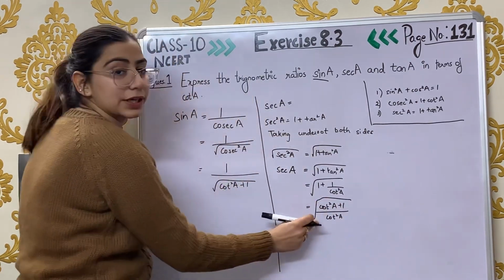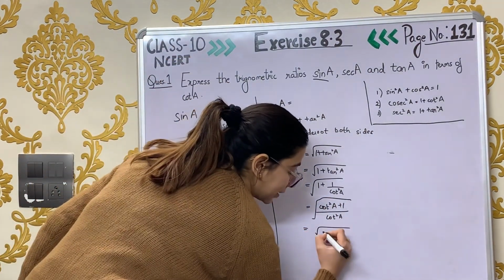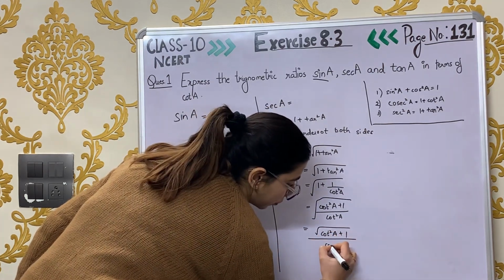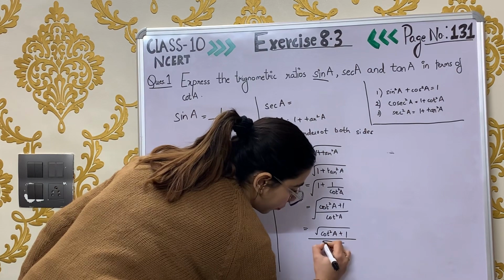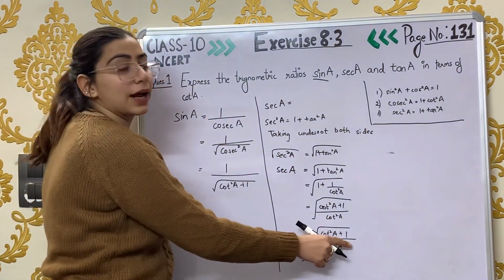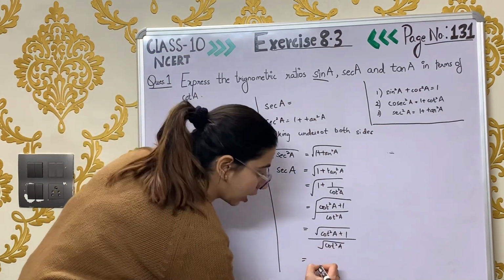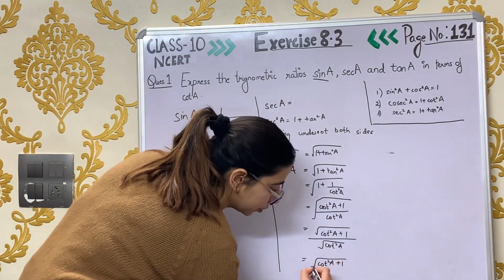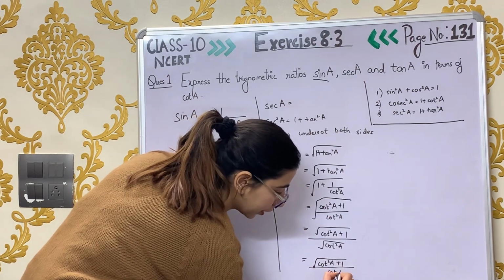Now I can separate the under roots, like I can write separately for the upper term and separately for the downward term. Now we see again we are getting a square and under root, so we can cancel that and the answer will be cot square A plus 1 under root upon cot A.